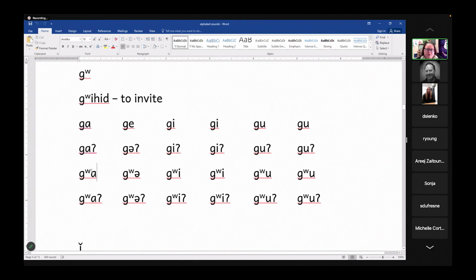G with the little floating W. Remember, you're blowing out when you make that goo. Gwa, gwa, gui, gwe, guo, gu. Now with the glottal stop, gwa, gwa, gui, gwe, guo, gu.